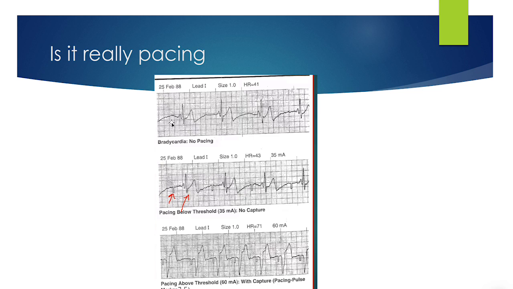As you can see here, there's no pacer spikes. The EKG looks about regularly the same. Here we're still below the threshold, so we're not getting any capturing. You see the spike here and a spike there, spike here, but it's not where we want to see it. The pacer spike should be right before the QRS complex, not on top of it, not after the QRS, but before the QRS.